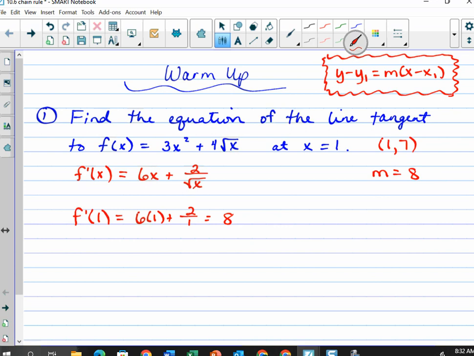So this graph, I don't know what it looks like because it's a parabola and a square root all together. I can't visualize that very well. But what this is saying is, whatever the curve is, whatever that shape is, if I go to the x value of 1 and draw the tangent line there, it will have a positive slope of 8. That's what that means. So then your final answer should have been y minus 7 equals 8 times x minus 1.